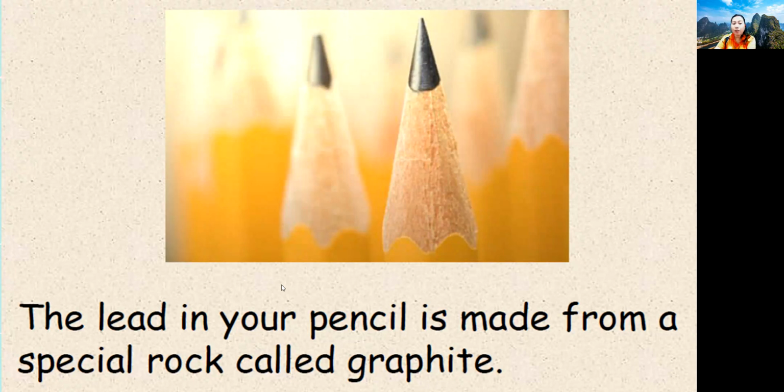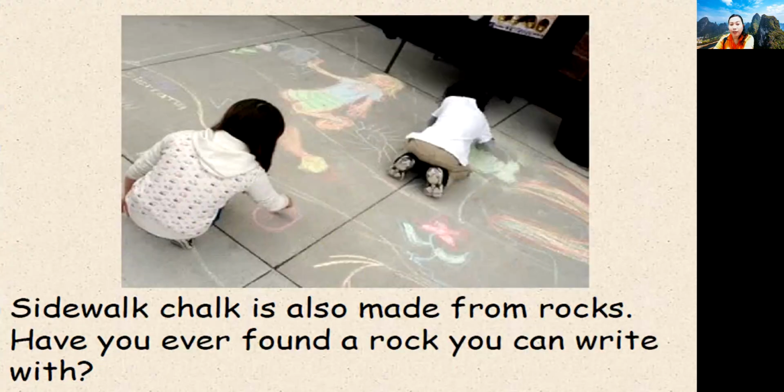And also your pencil. The lead in your pencil is made from special rocks called graphite. If you are using a pencil and it has lead, then that pencil is made from a special rock called graphite. Okay, so this one is graphite. So our lead pencils are made from rocks called graphite.